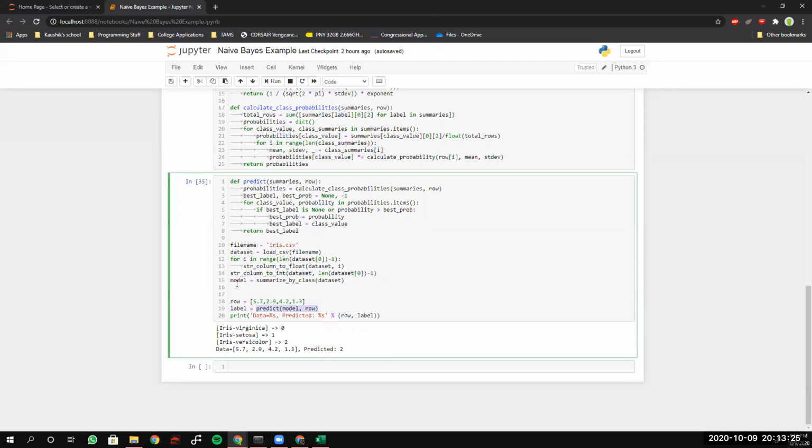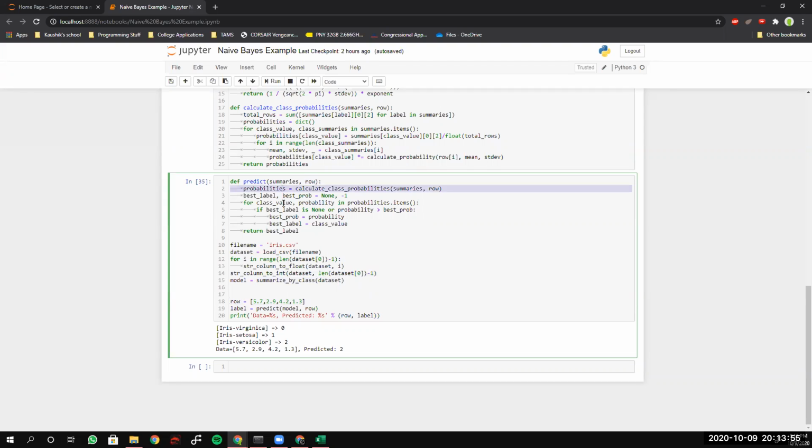And so this model basically, right, supposedly has all this data summarized for each of the classes. Now that you have the mean, the standard deviation, and the number of entries for each of the classes, you're able to actually make a prediction. Within this prediction, we're going to pass it the summaries, as defined earlier, that model. And then we're going to pass it the specific row that we're trying to find a prediction of.